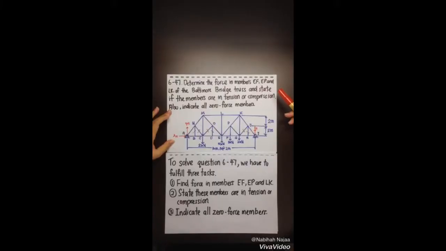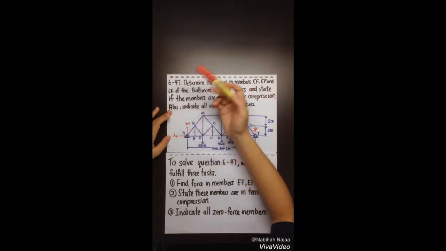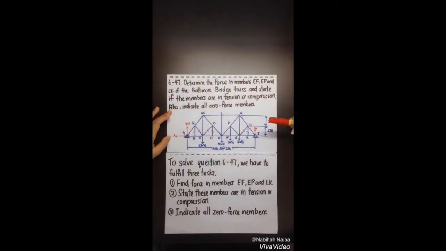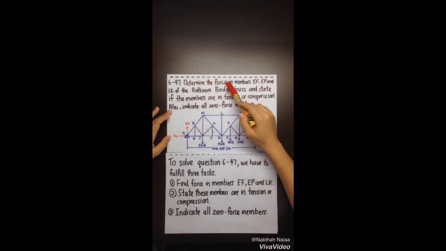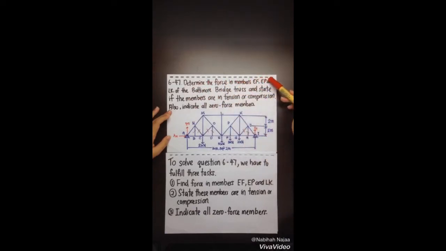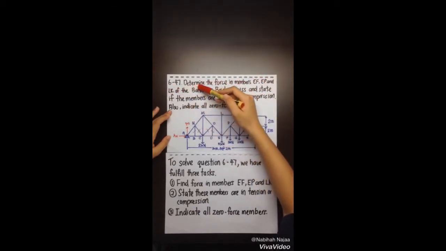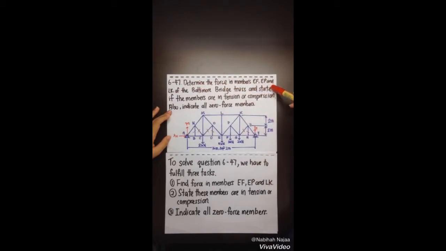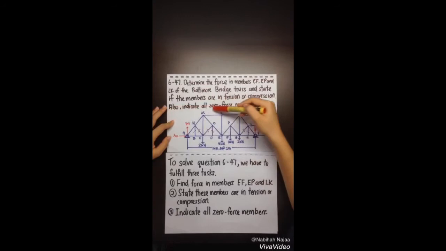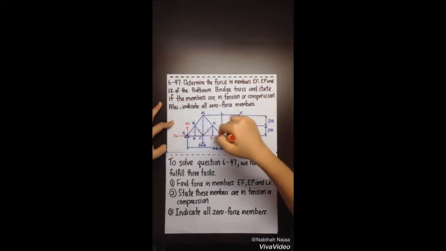So the first question will be question 6.47. The question states here: determine the force in members EF, EP, and LK of the Baltimore Bridge Truss and state if the members are in tension or compression. Also indicate all zero force members. And this is a schematic diagram of the system.